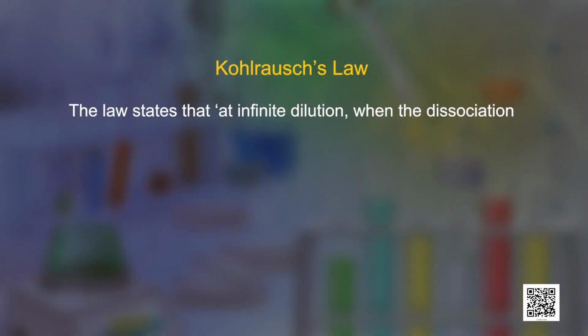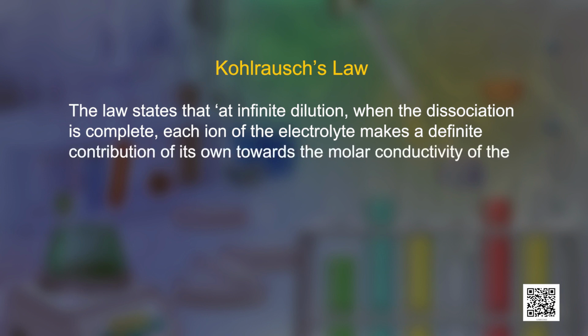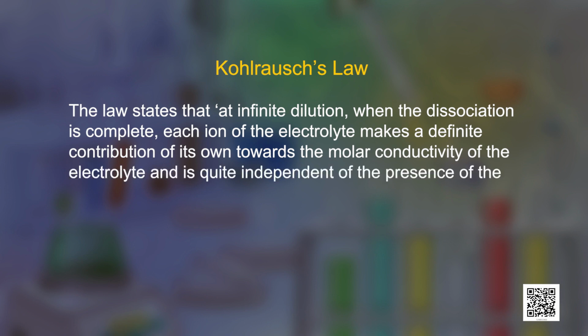For this reason, we now need to understand the Kohlrausch law of independent migration. Kohlrausch law states that at infinite dilution, when the dissociation is complete, each ion of the electrolyte makes a definite contribution of its own towards the molar conductivity of the electrolyte and is quite independent of the presence of the other ion of the electrolyte.